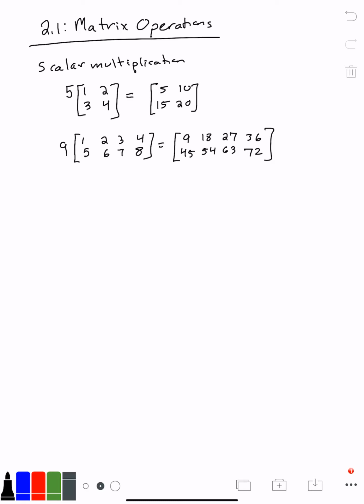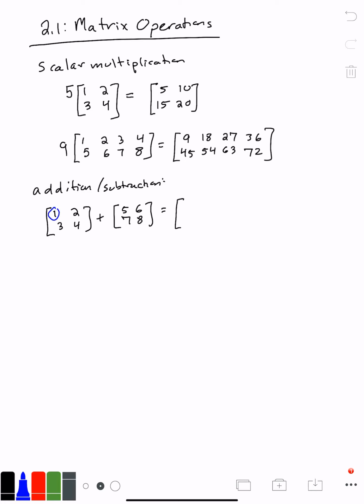The second thing we can do is addition or subtraction. And this is also about as nice as you could hope for. So let's say I want to add the matrix 1, 2, 3, 4 with the matrix 5, 6, 7, 8. We add up the upper left-hand corners. So we're going to add up 1 plus 5 and get 6. Then we add up 2 and 6 and get 8, and so on. We get 10 and 12 here. So adding up two matrices, just add up the corresponding elements. There's no trick involved with this.